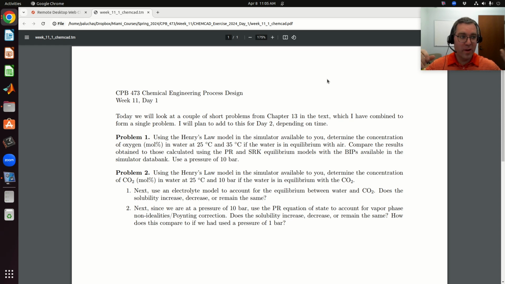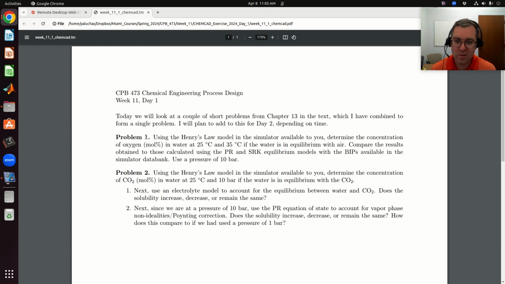All right, hello. So today is the total eclipse, so we will not be meeting in person today. I just wanted to take a look at two short little problems that you can work on when you have time. Both are going to be related to modeling gas absorption.